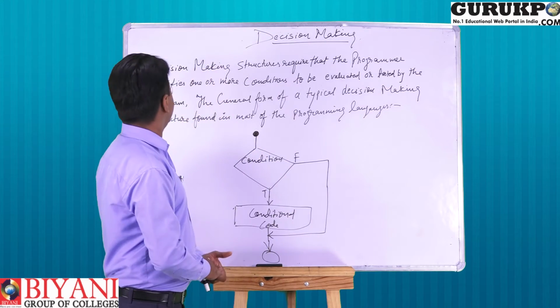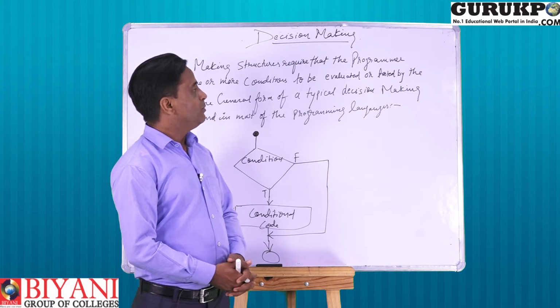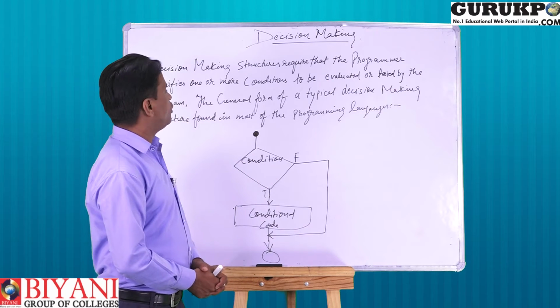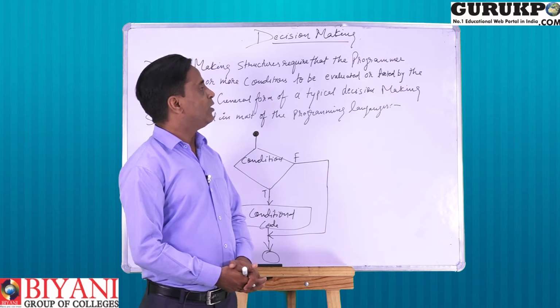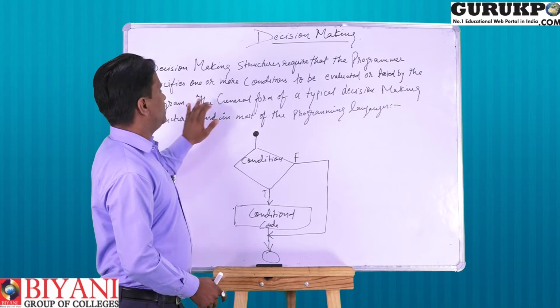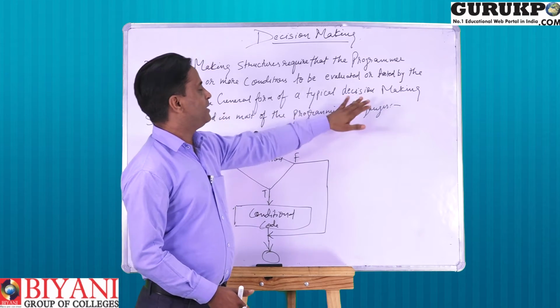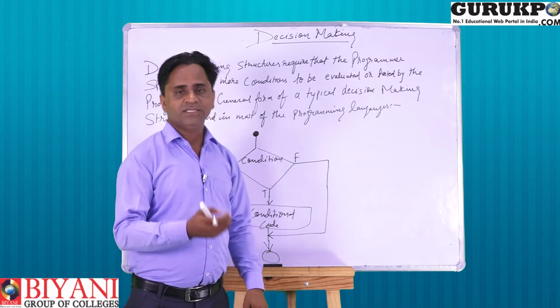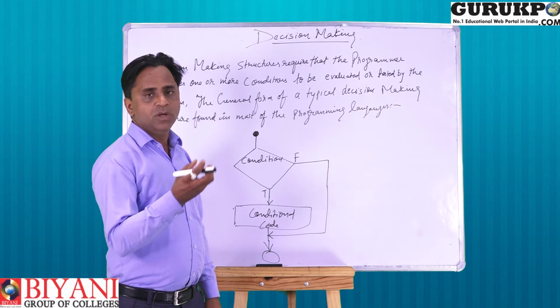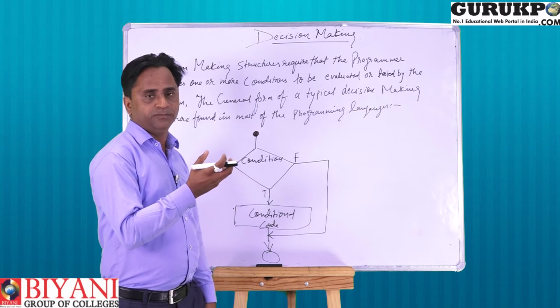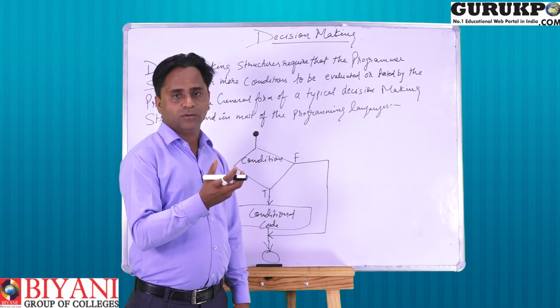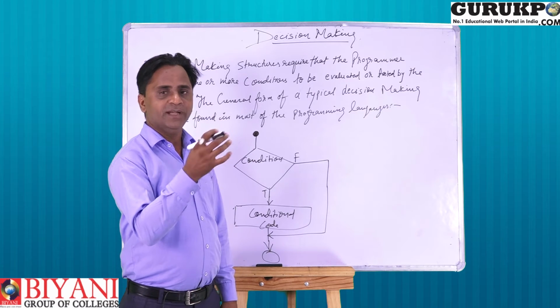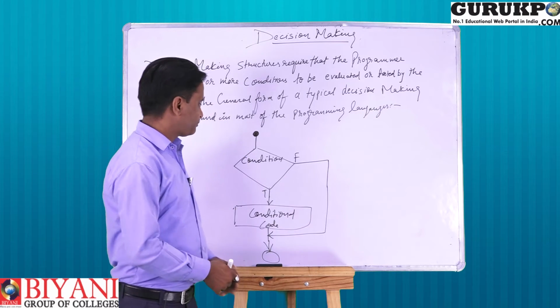First of all, we have to discuss decision making in C language. Basically, a decision making structure requires the programmer to specify one or more conditions to be evaluated or tested by the program. This is the general form of a typical decision making structure found in most programming languages, where we make decisions with two operands using different operators.